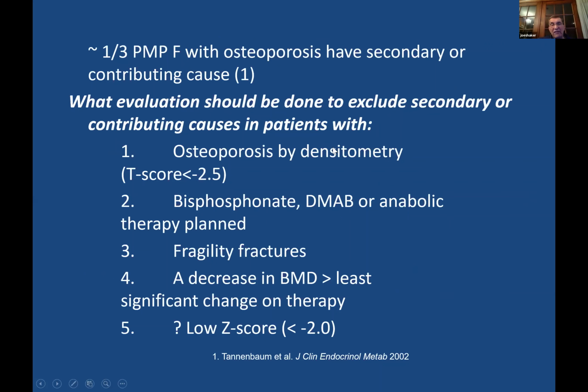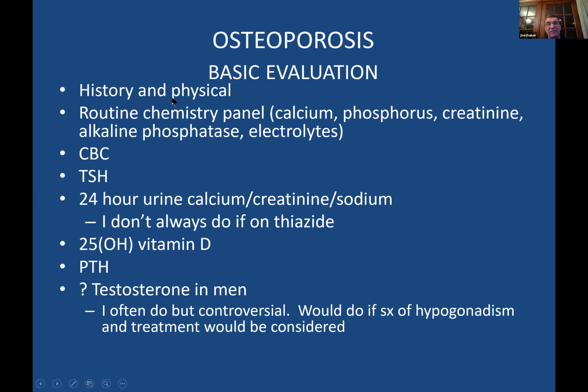And so if you have a patient with osteoporosis, or you're going to treat, or have fragility fractures, or bone density is going down on treatment, you need to evaluate them. And this is what I would consider the standard basic evaluation. Obviously, history and physical, a routine chemistry panel, you have to add the phosphorus. There's no way to know which patient's got a hypophosphatemic disorder, although rare, they're there. And I see one a year. And so you have to add this. It's no longer on the chemistry panel.